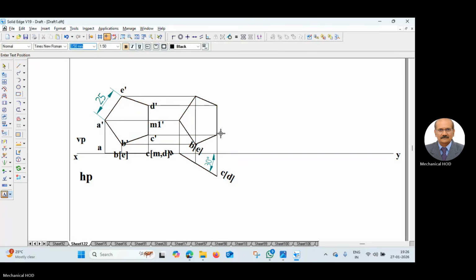Now name it. This is C dash. This is D dash. E dash. A dash. Here comes B dash. Okay. This is the apparent shape of the pentagon in the front view. Because it's resting on VP, we have to draw everything above the XY line.